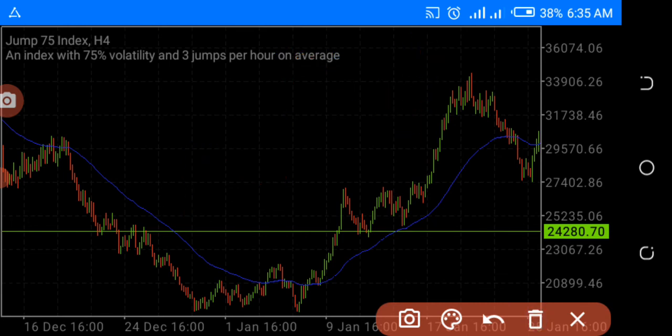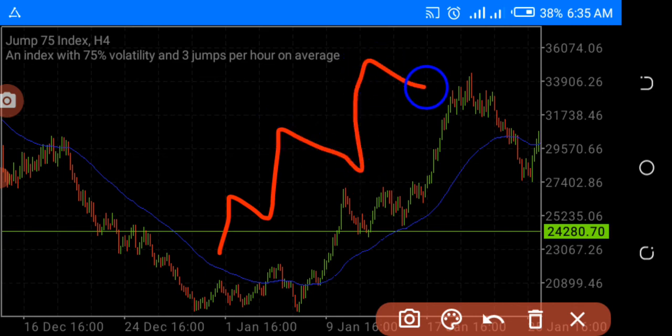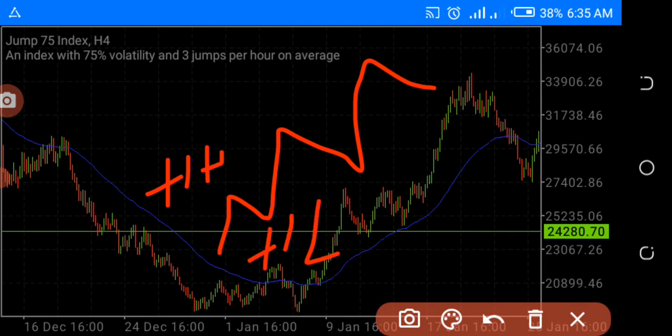Sorry, let me adjust this. And a higher low. This we can take to be a higher high, and this is a higher low. How do I mean? This is actually higher than this. This is actually lower than this. Now, what do I mean by that?